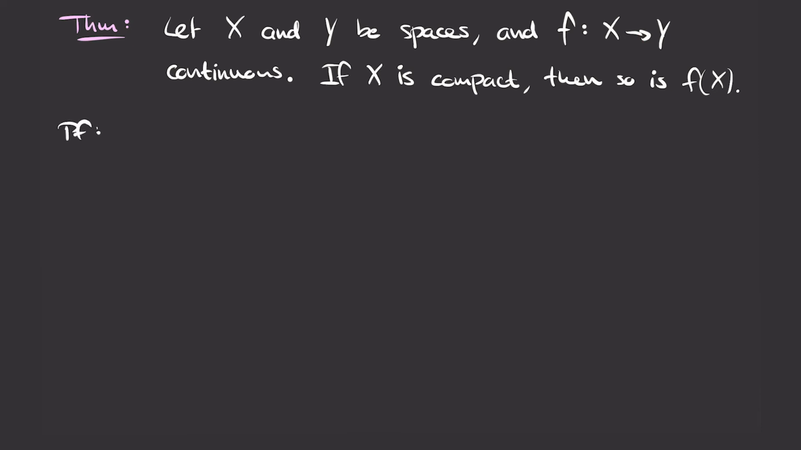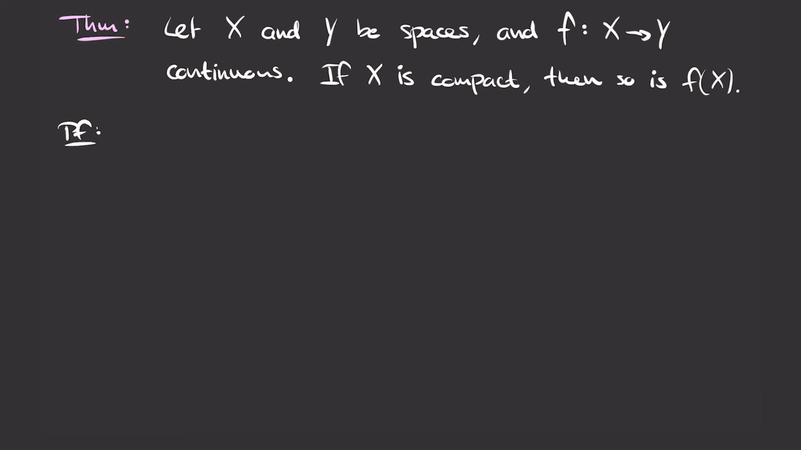Writing down the proof of this theorem will again not be so nice because we have to work with these open covers and index sets and so on, but the basic idea is pretty simple. We start with an arbitrary open cover of the image f of x, and we need to be able to show that there is some finite subcover of this open cover.